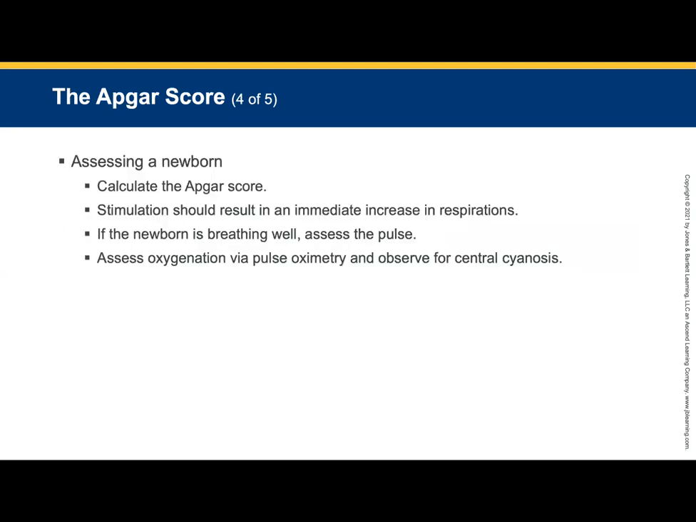Steps for assessing the newborn. So what I want you to do is quickly calculate the Apgar score and write it down, because you're probably going to forget over time.